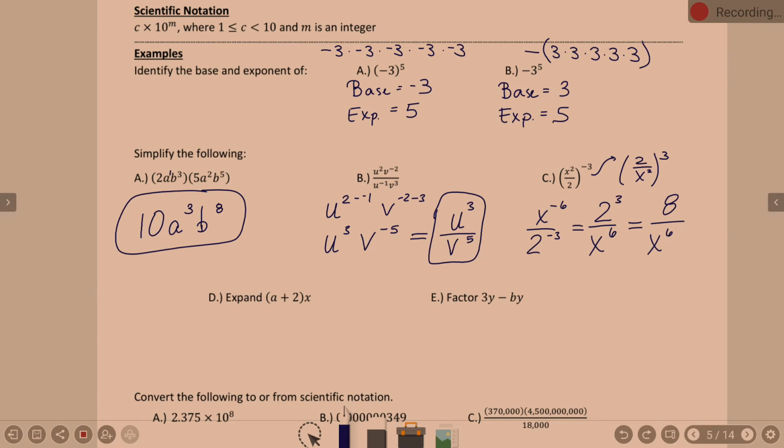Okay? Just showing that because that's the more common technique than the way we went through it. Nothing wrong with the way we went through it. Because both ways, what are we going to end up with? 8 over x to the 6th. Okay?